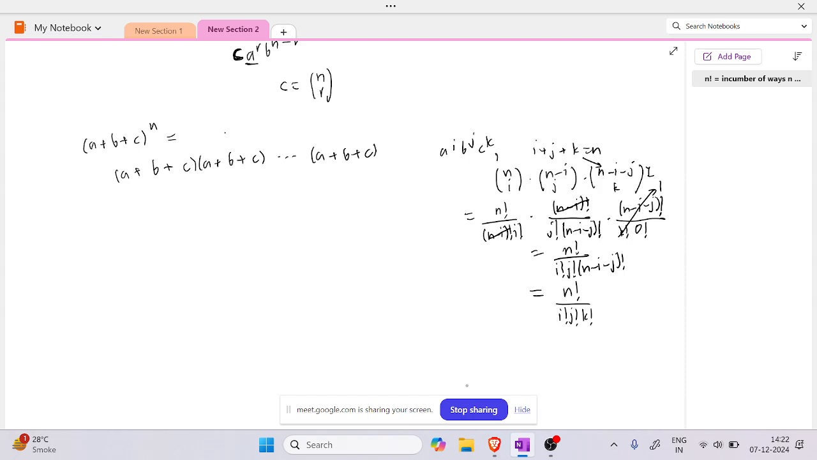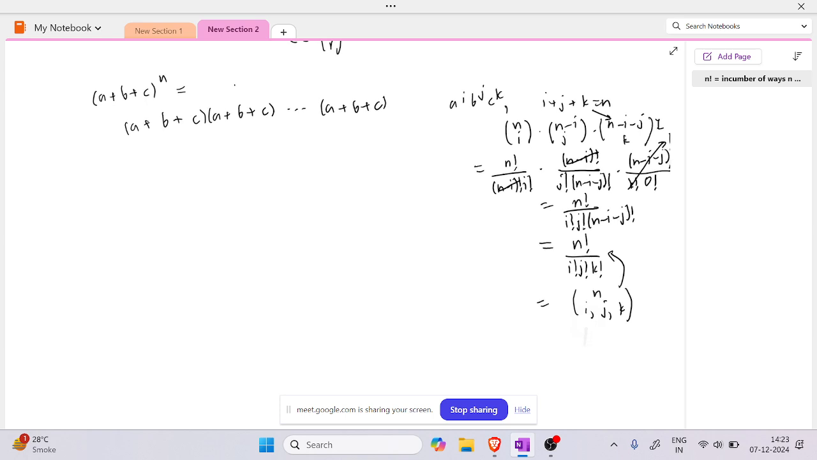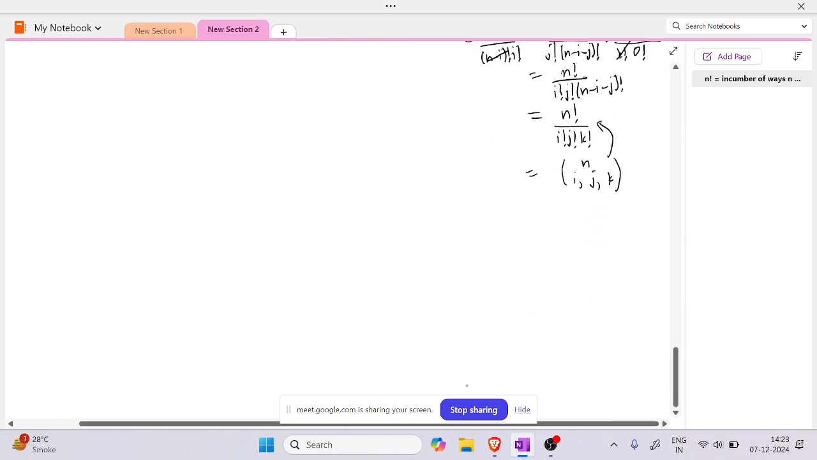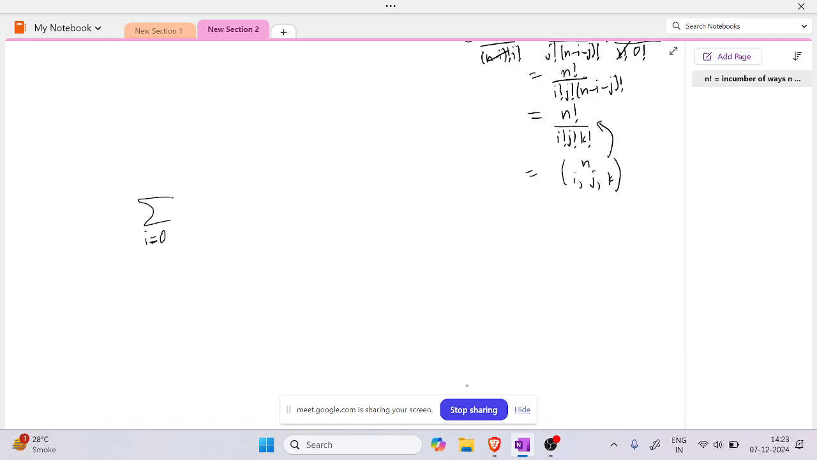We also have a convenient way to write this, which is n choose i comma j comma k. Basically, this represents n factorial by i factorial, j factorial, k factorial. And of course, you can generalize this to any number of variables. I think it is fairly clear from the three variable case how to generalize it for n variables. So the use of the binomial theorem is that you can evaluate stuff such as this.